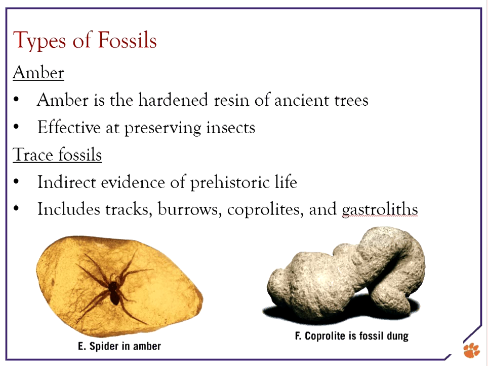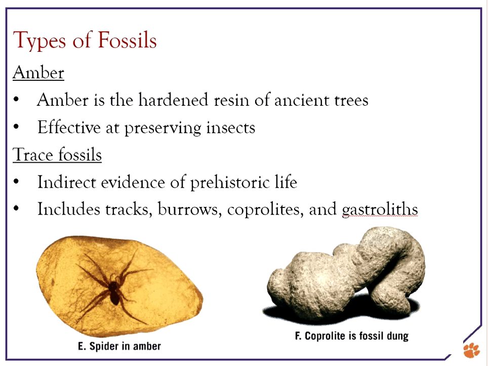Another type of fossil forming will be amber. Amber is the hardened resin of ancient trees. It is effective in most cases at preserving delicate insects. So the insect gets trapped in this resin coming from an ancient tree, and this resin itself serves as protection against pressure, so it will save the insect from being crushed, and it is also going to save the delicate features of that insect.